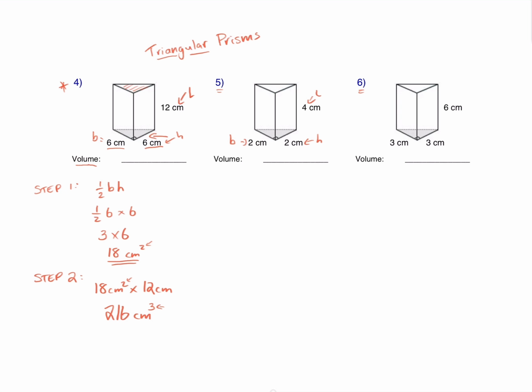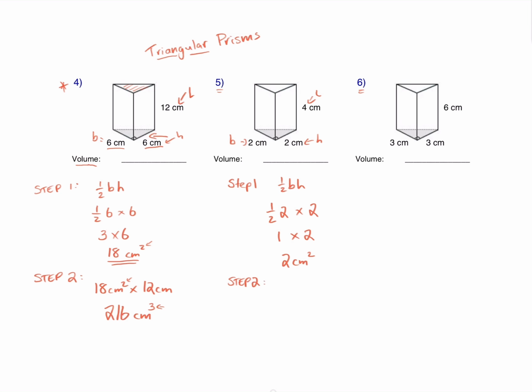Okay, hopefully you've had a go. Let's go through this. Let's find the area of the triangle first. Step 1, half the base by the height. Half the base is 2, multiplied by the height, which is also 2. So half of 2 is 1, and that's multiplied by 2. So 1 multiplied by 2 is 2. So that's 2 centimeters squared. Now, step 2.